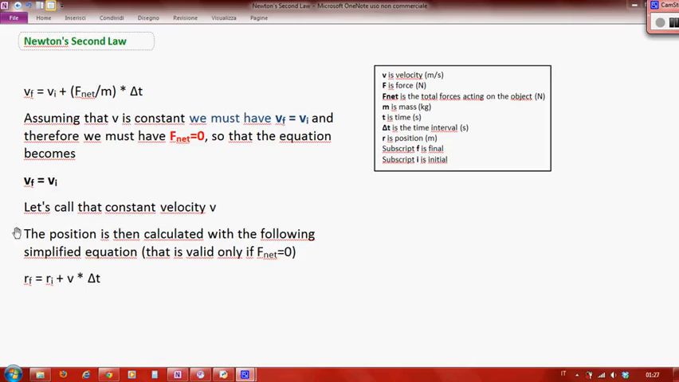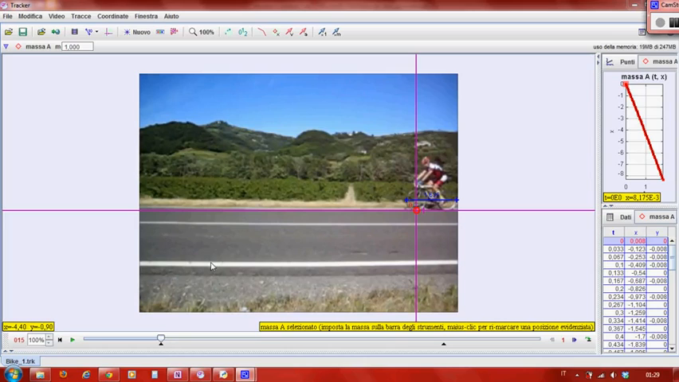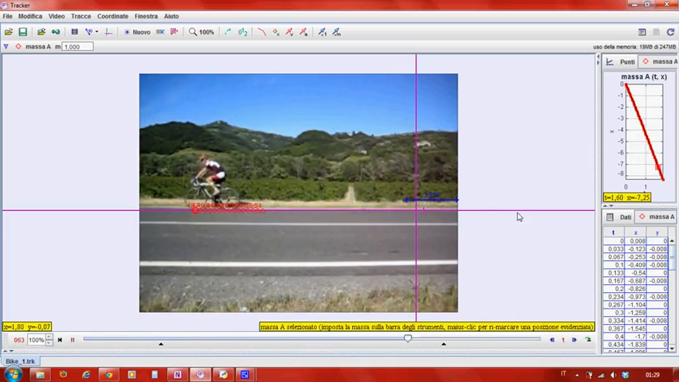In the same way, we can have that the final position of the object is equal to the initial position plus the constant velocity v times delta t, where delta t is the time interval. The experiment is about a bike and its biker. The x-axis is positive to the right. I used the tracker to get all the information about the x position as a function of the time.